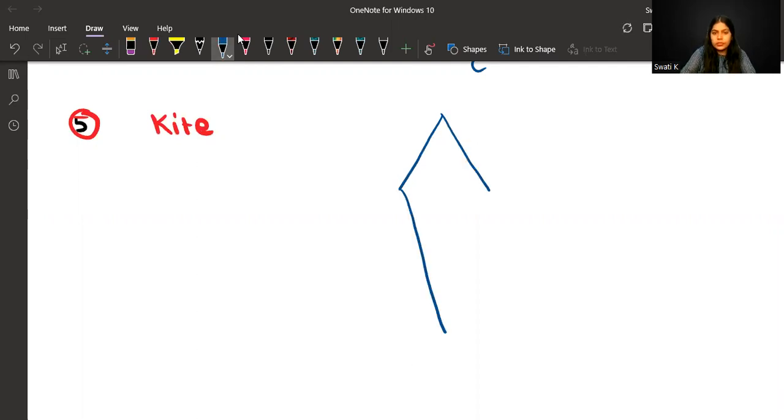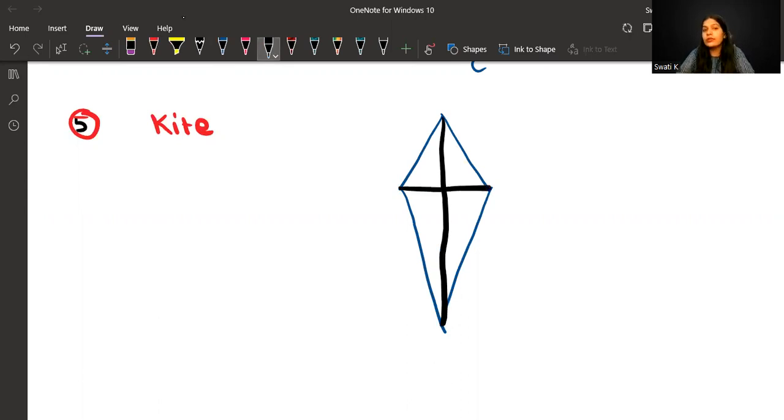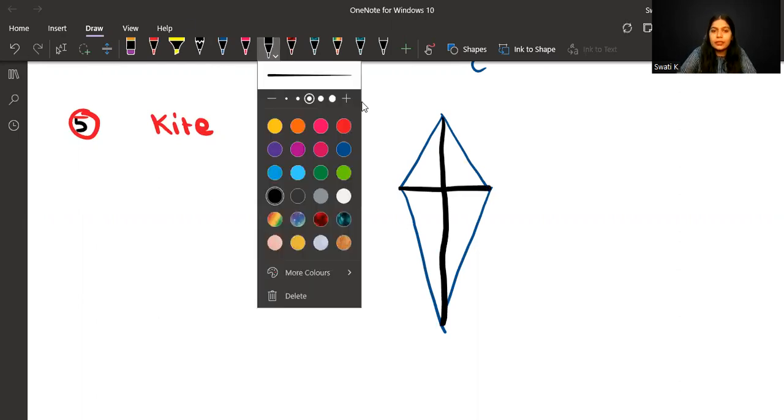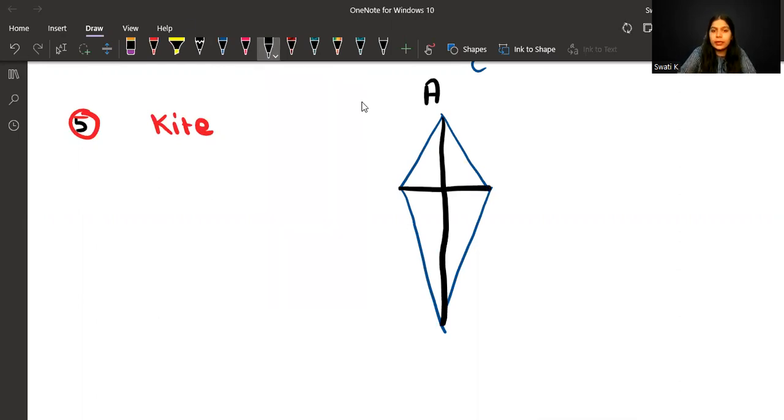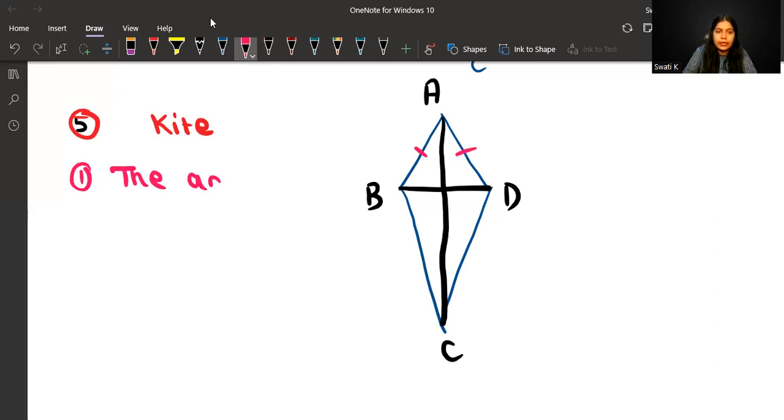So this is a kite. Unlike a rhombus, where we observed that all the sides are equal, here all the sides are not equal. Only the adjacent sides are equal. And the lengths of the diagonals are also not equal, and that is very obvious. So this is A, B, C, D. Here the adjacent sides are equal. For example, AB is equal to AD. So that is the first property.